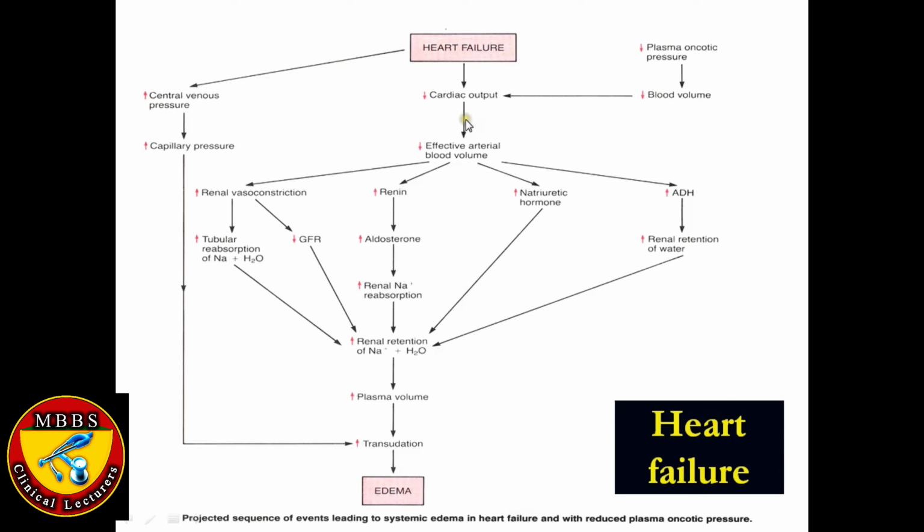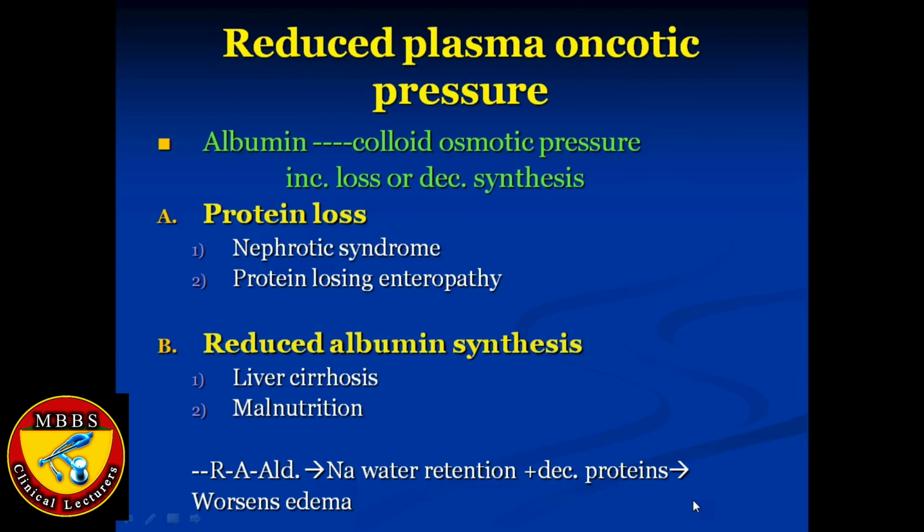Now this is again almost the same thing, where heart failure with decreased cardiac output would definitely lead to decreased blood volume. Decreased blood volume again would activate the renin-angiotensin aldosterone axis, causing increased plasma volume. With increased plasma volume, there will be more effusion, more extrusion of the blood into the tissue spaces, resulting in excessive accumulation, that is edema. That was the first instance, where there was increased hydrostatic pressure.